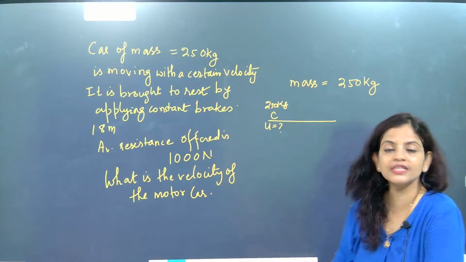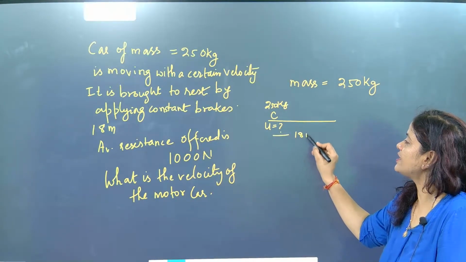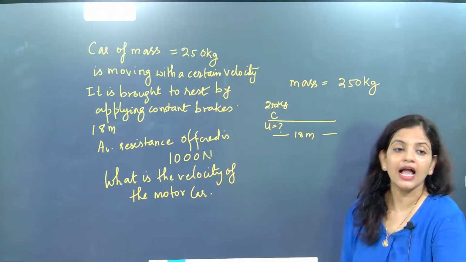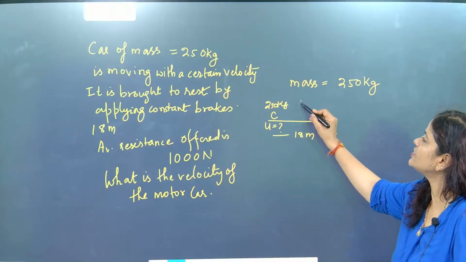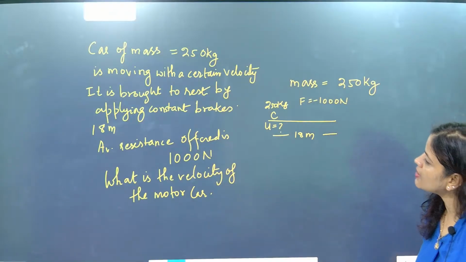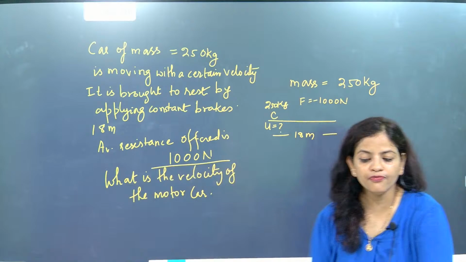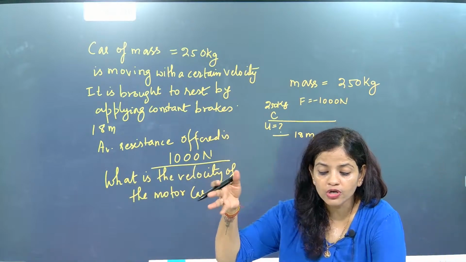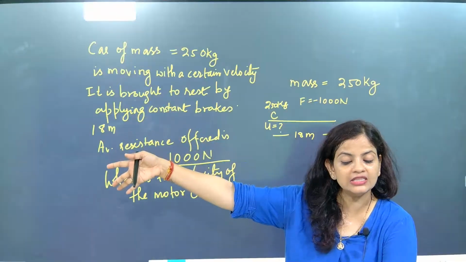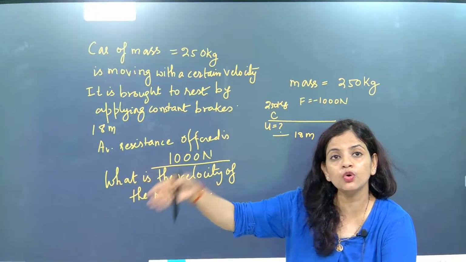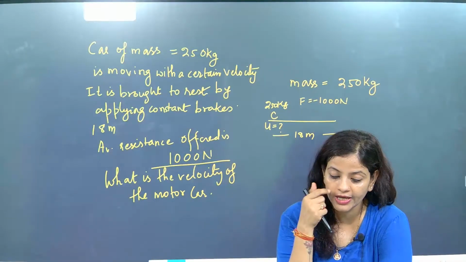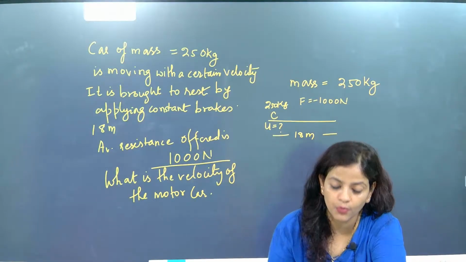So here, beta, what is the distance? 18 meter. We'll check. Now look here, beta. 18 meter, and the force of friction applied is how much? Minus 1000 Newton. Remember one thing: this force is not a force that lets the body go forward. It is the force which allows the body to stop. It stops the motion of the body. So frictional force is an opposing force.